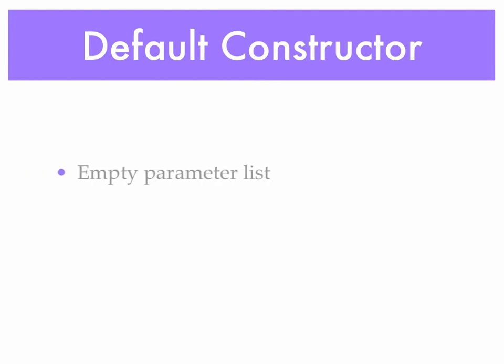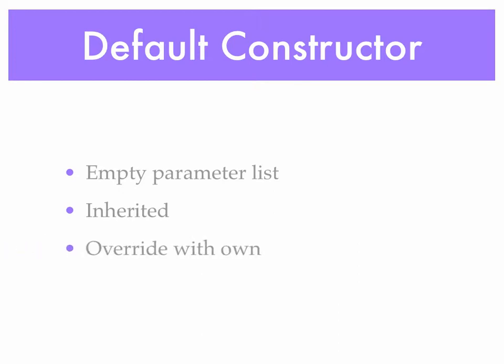Now, the default constructor is a constructor that has an empty parameter list. It is inherited from the ancestor class, going all the way up to the class Object. We should override the default constructor with our own. And remember, a default constructor is a constructor that has an empty parameter list.